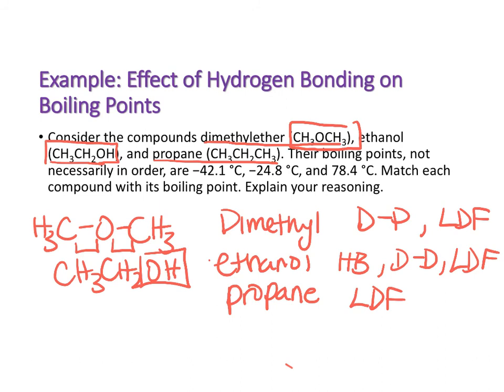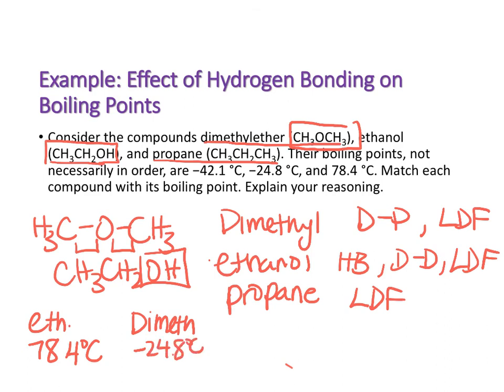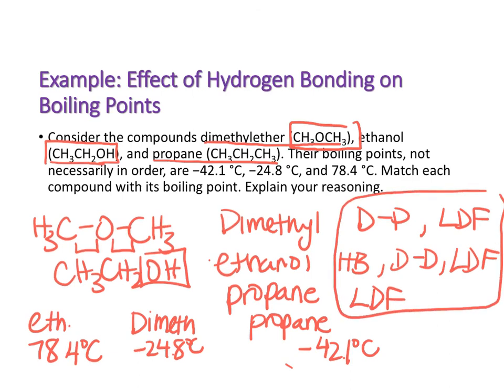So ethanol is going to have the highest boiling point. I'm just going to summarize: ethanol would have 78.4. And then dimethyl ether, I'm just going to write dimeth, would have the next highest, which would be -24.8. And then my last one would be propane, and the boiling point would be -42.1 degrees C. So first you have to determine the types of IMFs each of these has, and then from there you can assign the boiling points.